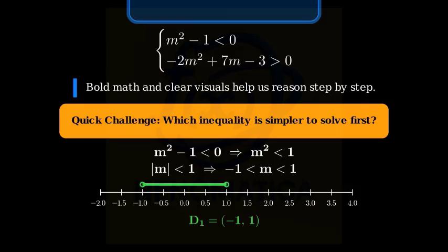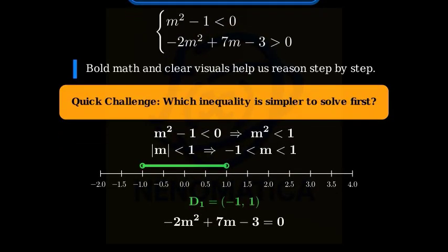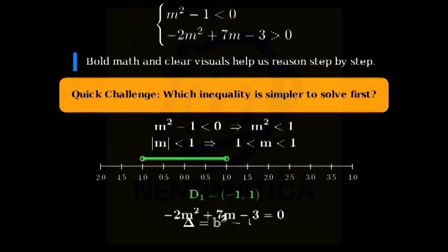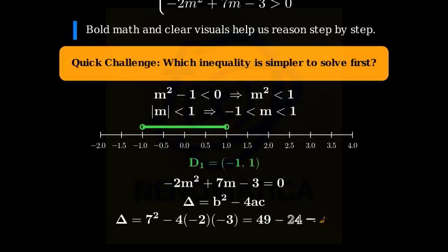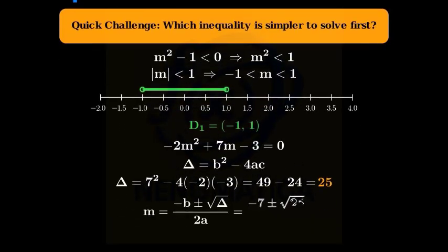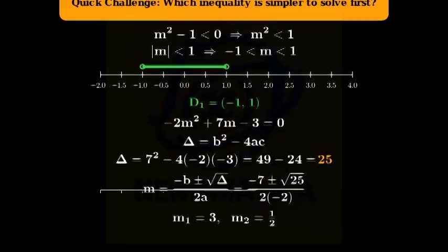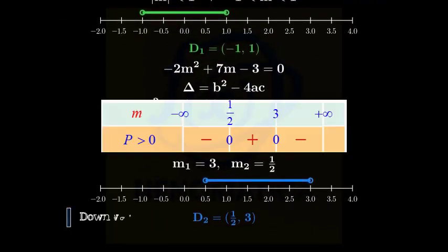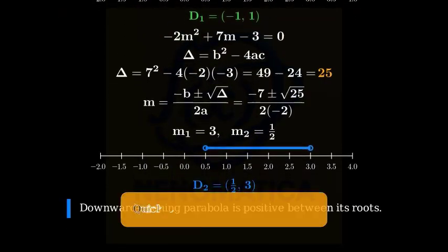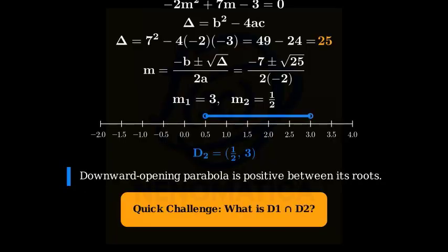Step 3. Solve negative 2m squared plus 7m minus 3 greater than 0. First find the roots by setting it equal to 0. Compute the discriminant, b squared minus 4ac. Use the quadratic formula to find the two roots. Because the leading coefficient is negative, the parabola opens downward, so it is above the axis between the two roots. That gives our interval.